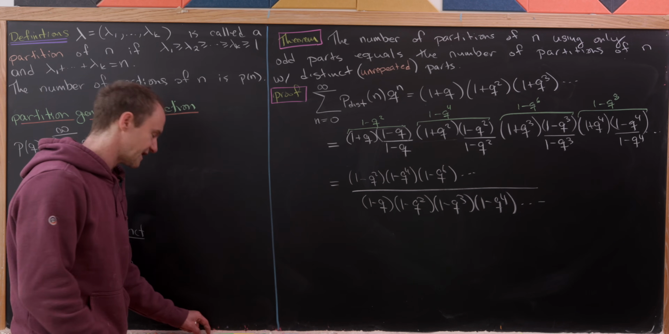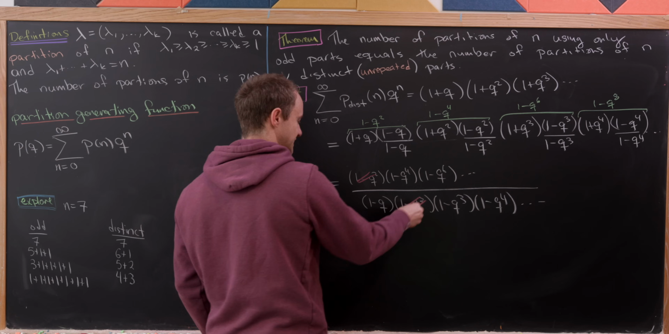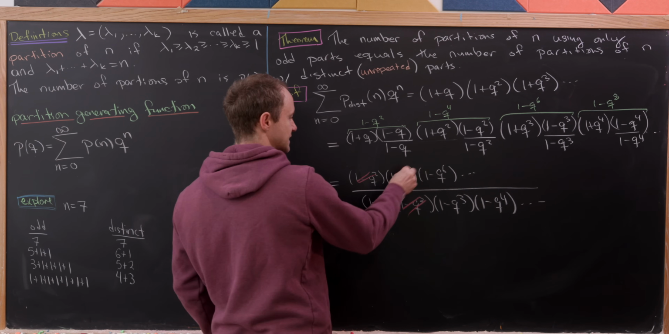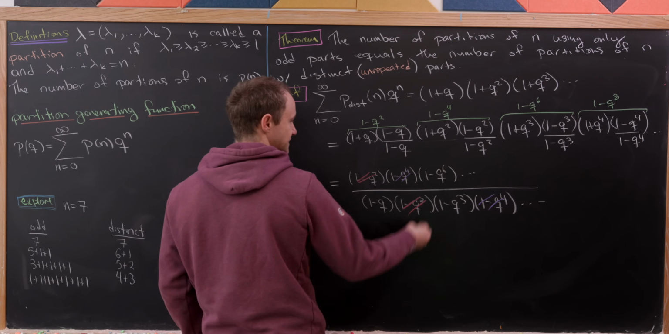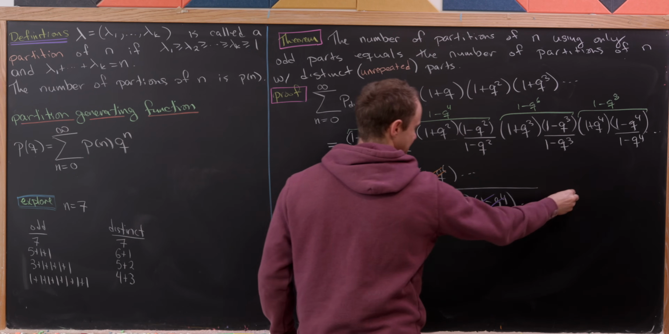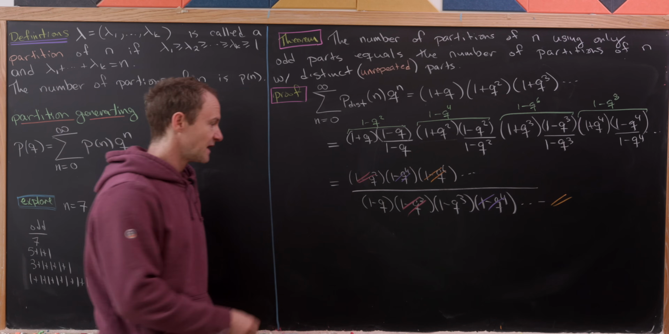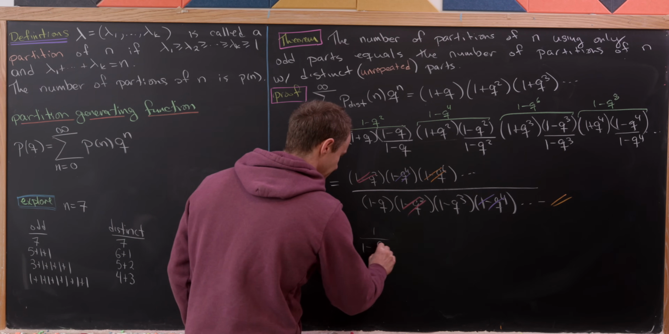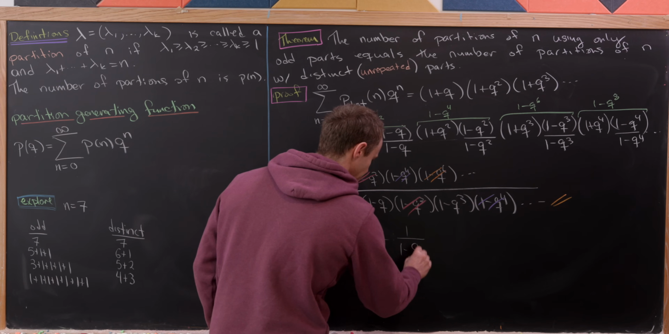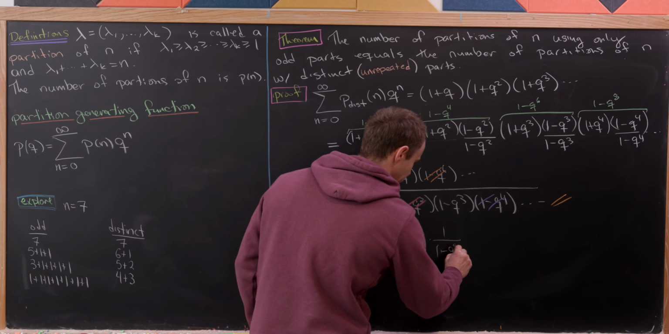But let's observe that we get some obvious cancellation. This 1 minus q squared cancels this 1 minus q squared. This 1 minus q to the fourth cancels this 1 minus q to the fourth. There's a 1 minus q to the sixth that gets canceled by something in the denominator as well. And observe that in the end, we're simply left with 1 over 1 minus q times 1 over 1 minus q cubed times 1 over 1 minus q to the fifth.